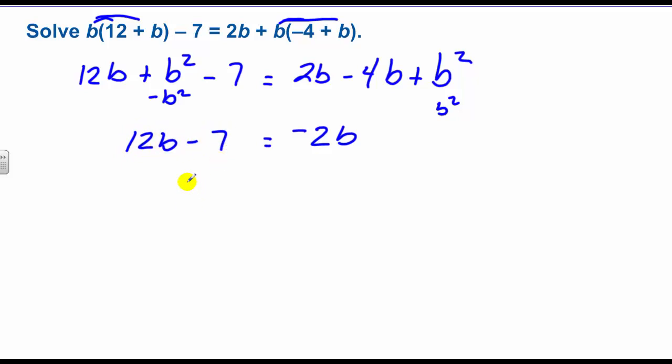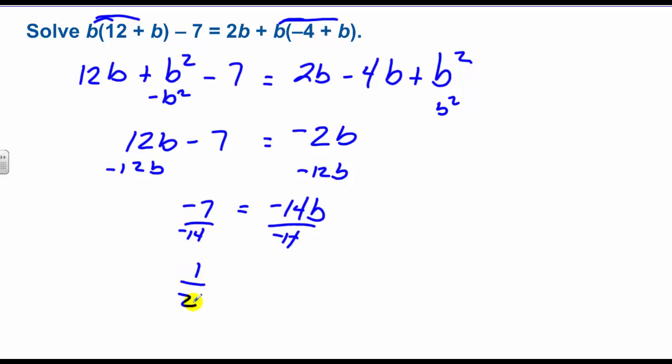minus 7. I will subtract 12b from both sides, giving me negative 7 equals negative 14b, and divide by negative 14 on both sides. I get positive 1/2 is equal to b.